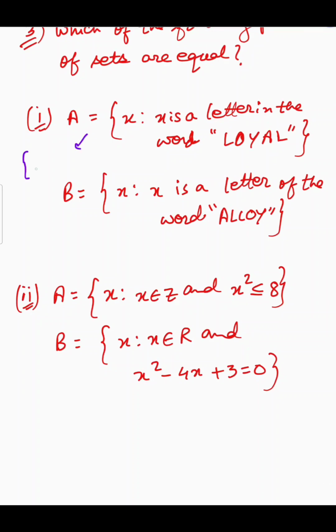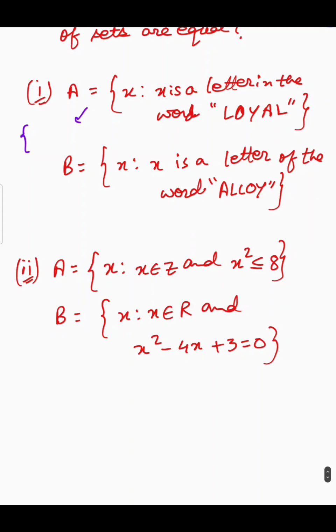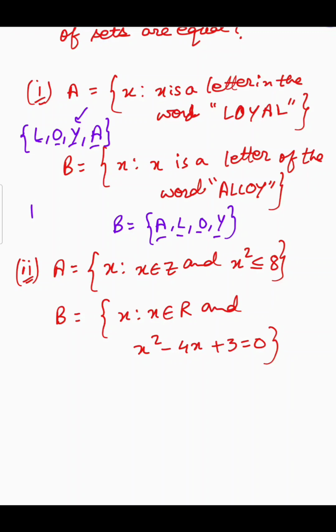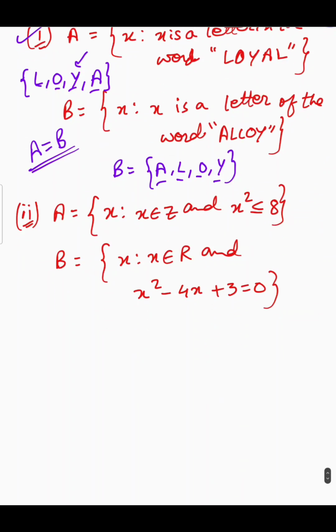This will be in roster form. Loyal, so L-O-Y-A, right? And for alloy, set B will be A-L-O-Y. See, all the elements are equal. So that means A is equal to B. Option 1, correct. Let's see about option 2.